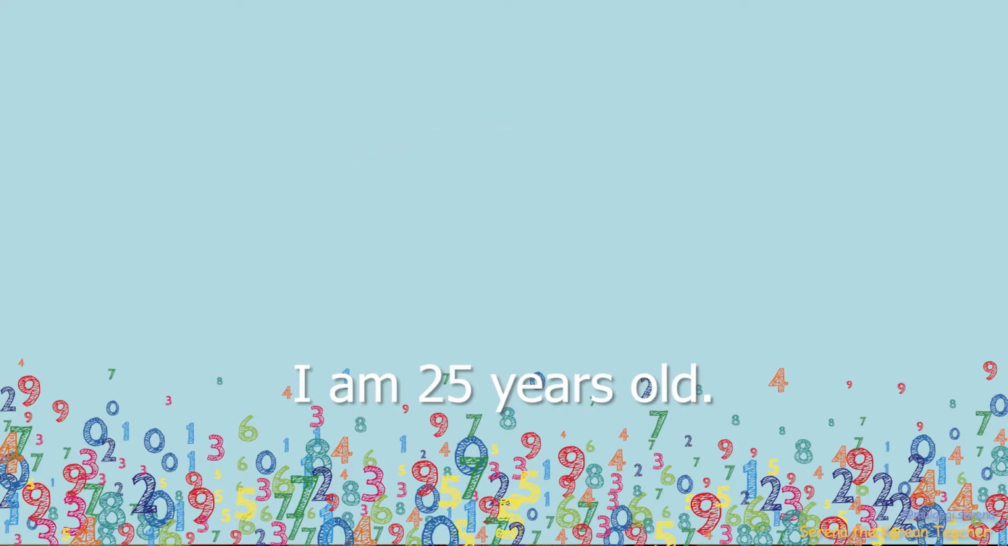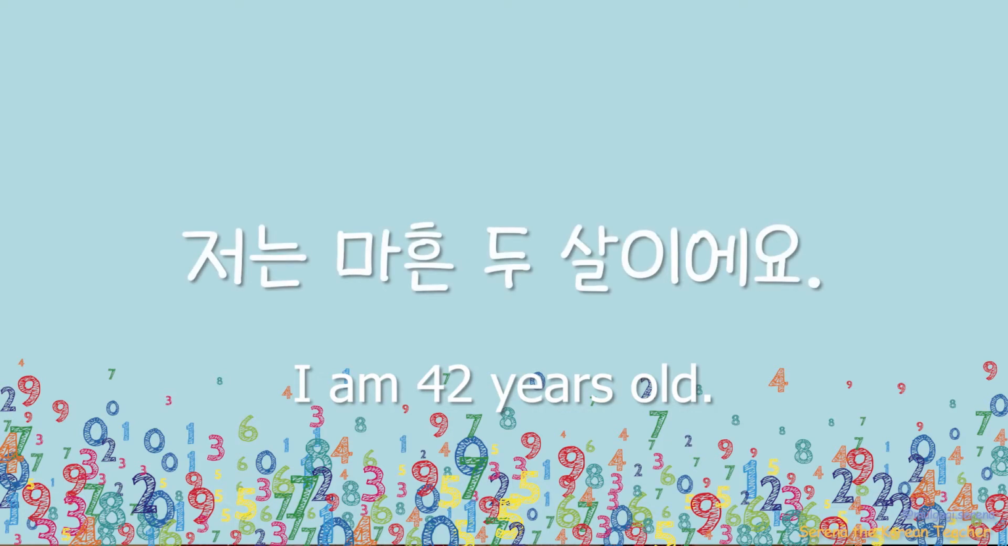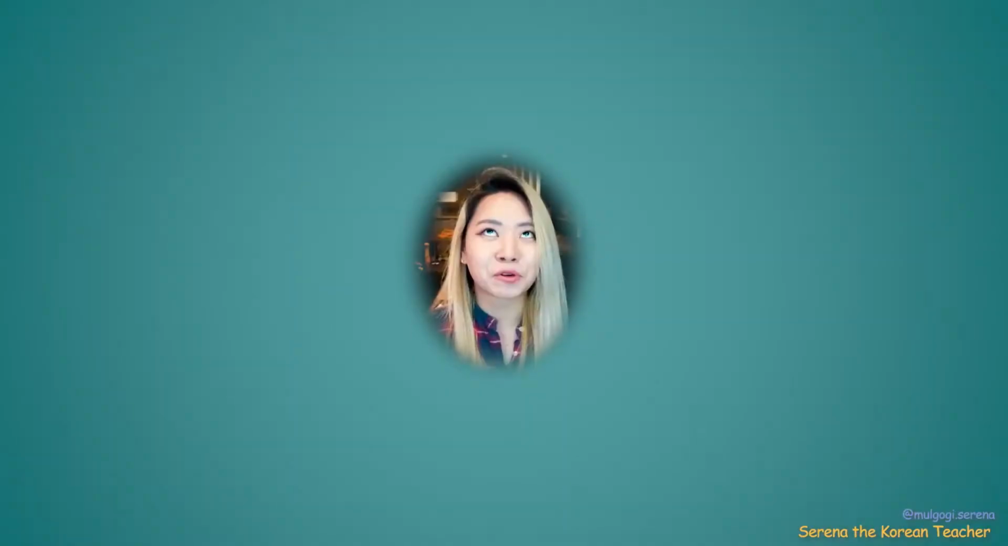What about I am 42 years old? 저는 42살이에요. Very good. Korean. That's the way we put years old. And same as in English, we can just drop years old in the end.